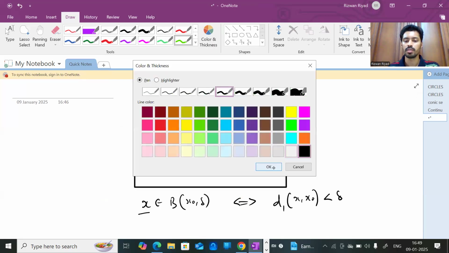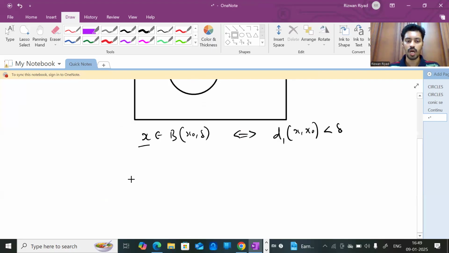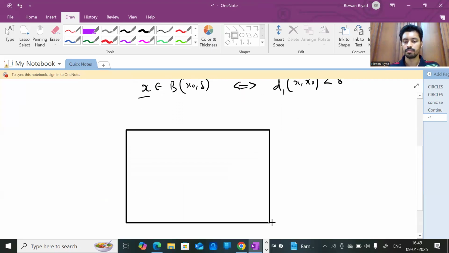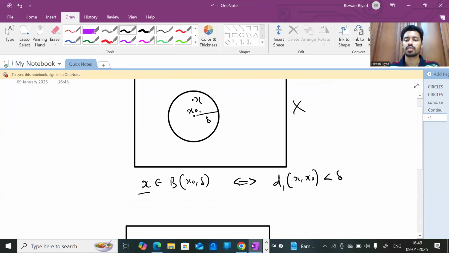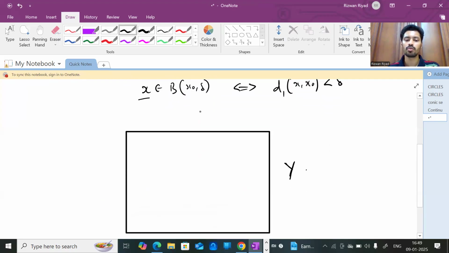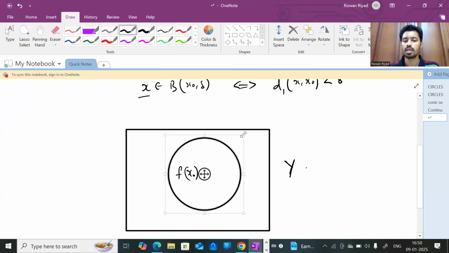This is our first metric space, our domain X. Now take the second metric space, our codomain Y. So f is a function from X to Y. So x naught belongs to this capital X, and f of x naught belongs to Y. Suppose this is the point f of x naught. Let's take an open ball around this point, with f of x naught as center.